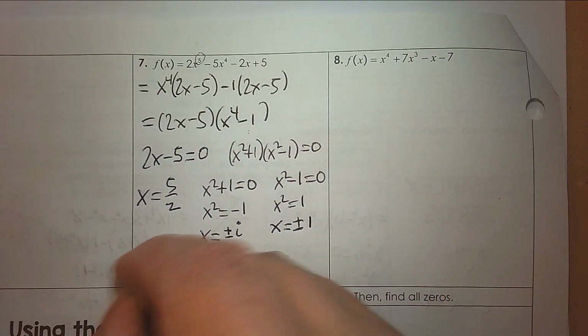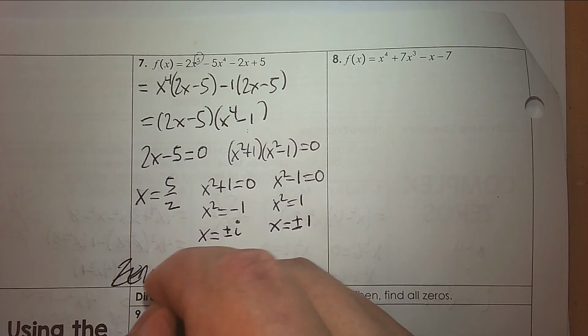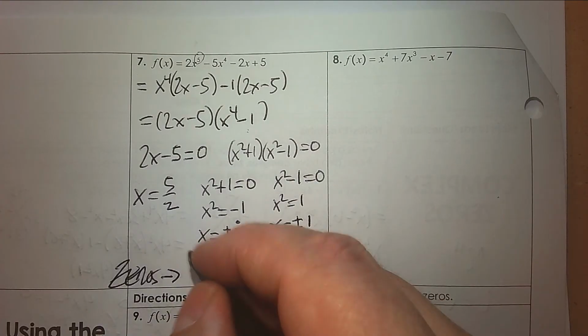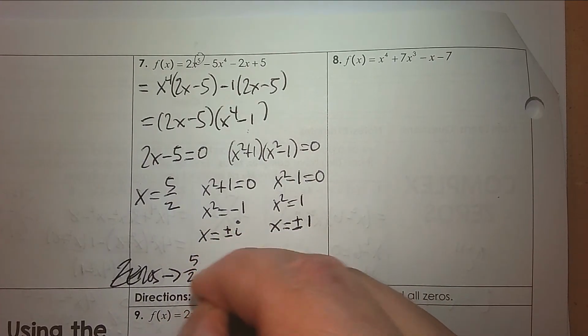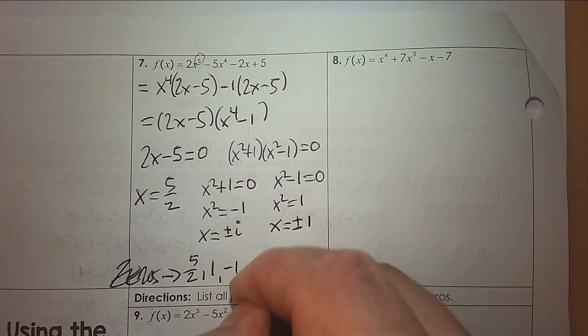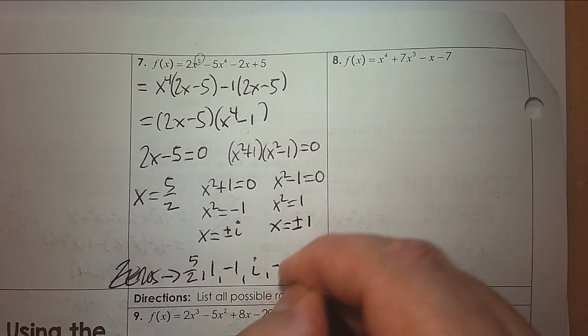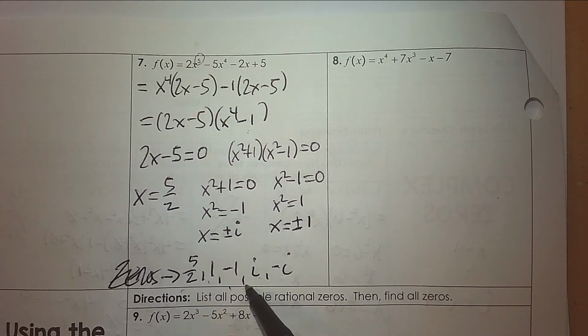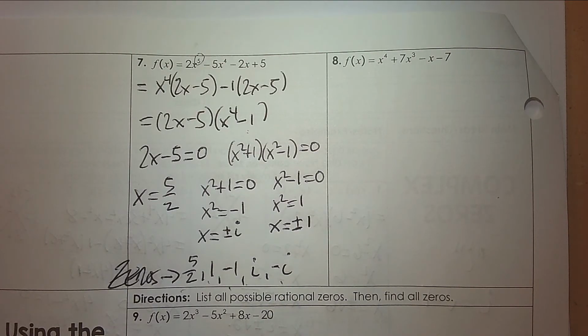So if I said, hey, what are all the zeros? Remember how many we were going to find? 5 of them. Did we find 5? We found 5 over 2, positive 1, negative 1, positive i, and negative i. How many zeros did we find? And 3 of them are real and 2 are complex, but together they make 5 numbers that, if you plug them into the equation, make it equal to 0.